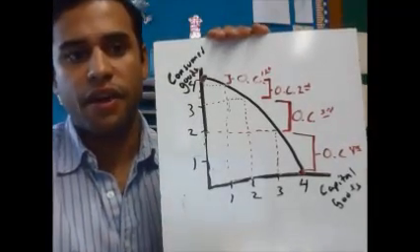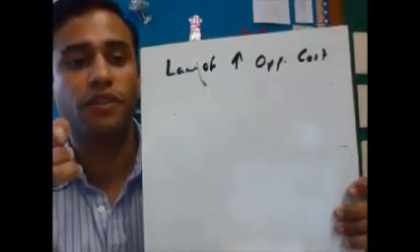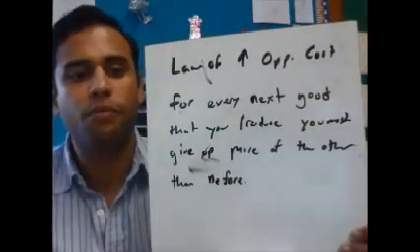This has a name, and this is a name that we need to know. This is vocabulary that we have to know, we have to understand. It is a law. It is the law of increasing opportunity cost. The law of increasing opportunity cost. And what the law of increasing opportunity cost tells us is that for every next good that you produce, you must give up more of the other than before. For every next good that you produce, you must give up more of the other than you did before.